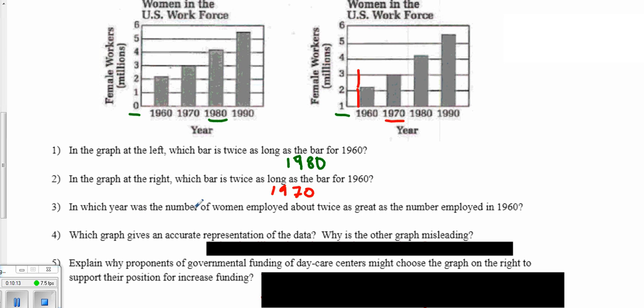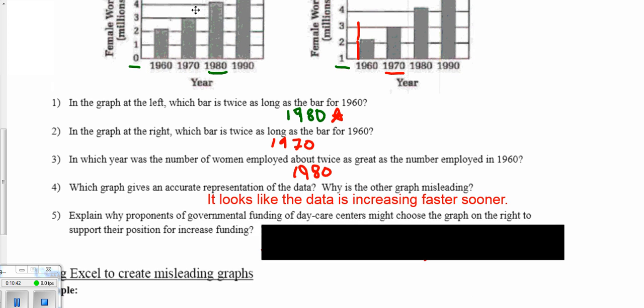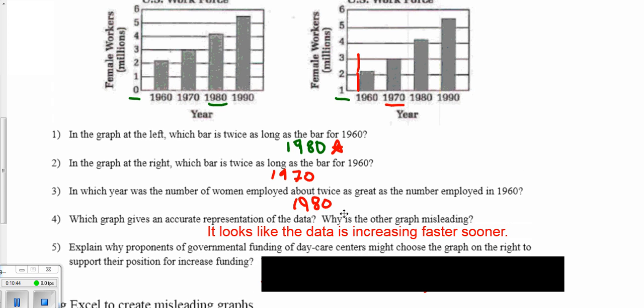In which year was the number of women employed about twice as great as the number actually employed in 1960? Again, the real numbers would suggest that it should be 1980. So which of these graphs makes a better representation? It looks like the 1980, or the left one over here, gives us a better graph. Which graph gives a more accurate representation of that data? Again, we would say the left one looks to be much more accurate.